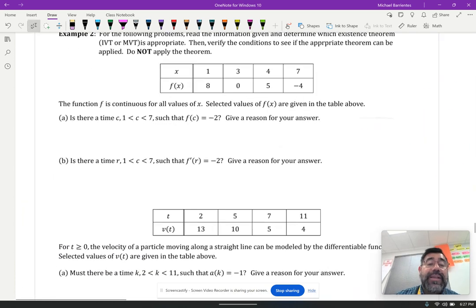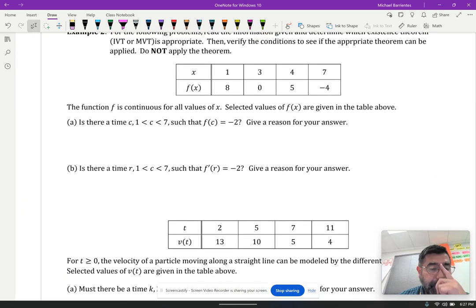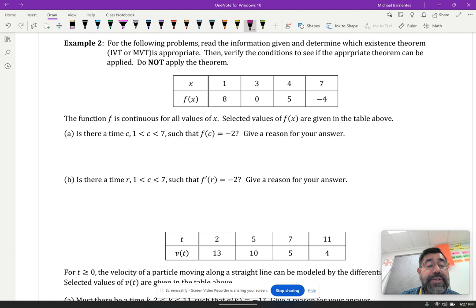Okay. So when I come back over here, how do I know whether it's the intermediate value theorem or the mean value theorem? And if you don't mind, I'm going to write out the whole word, not just IVT and MVT. So here's the first setup. There's a function that's continuous for all values of x. Selected values of x are given in the table. Is there a time c, where c is between 1 and 7, such that f of c equals -2? Give a reason for your answer. So this is an intermediate value theorem problem.